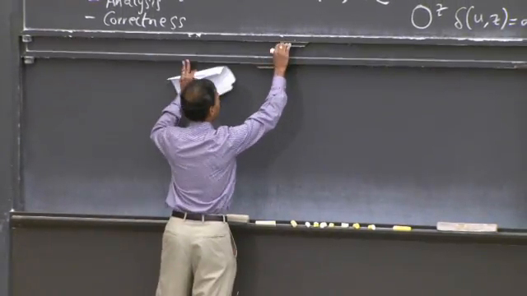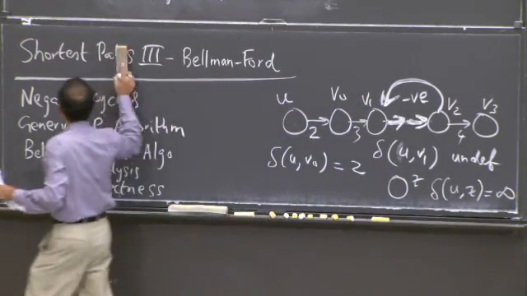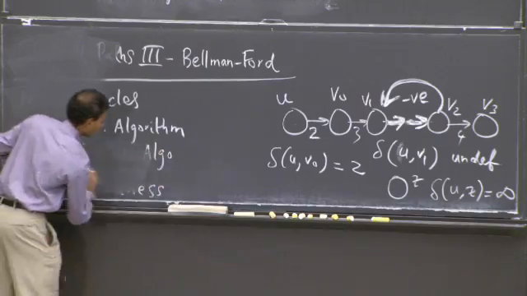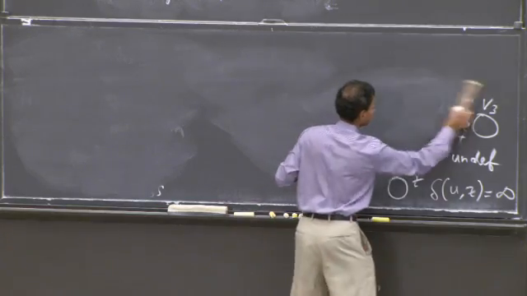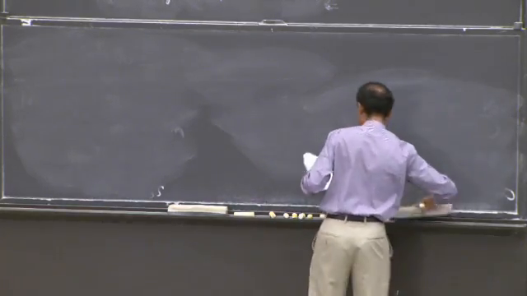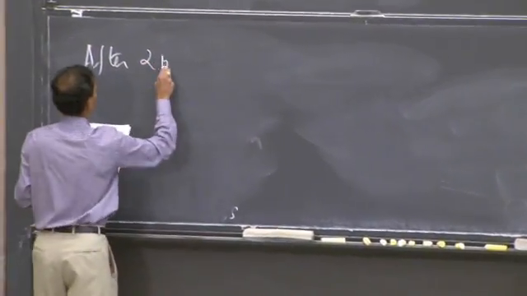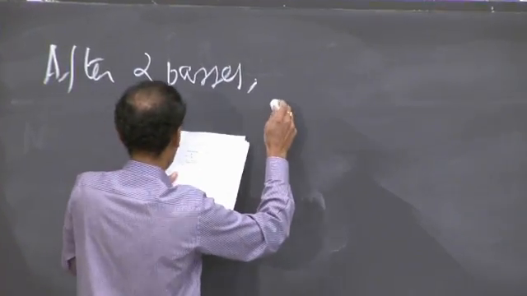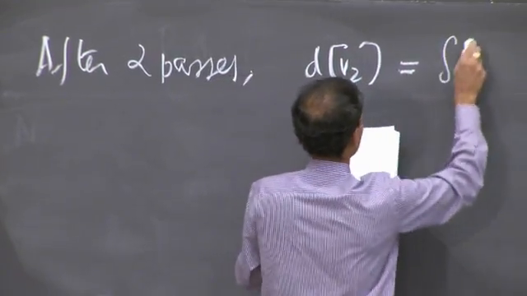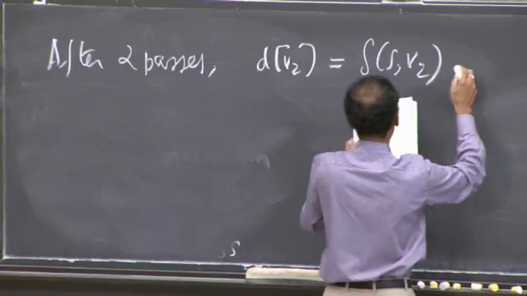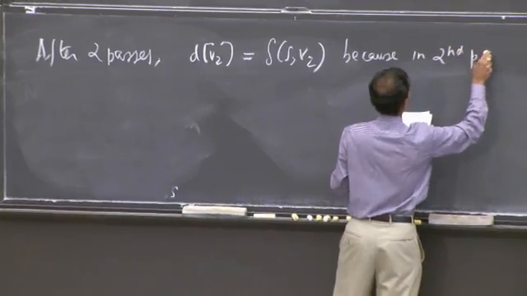And this goes on. I'm going to write out this proof because I think it's important for you guys to see the full proof. But you could probably guess the rest at this point. After one pass, that's what you get. After two passes through E, we have d of V2 equals delta S V2, because in the second pass, we're going to relax edge V1, V2.